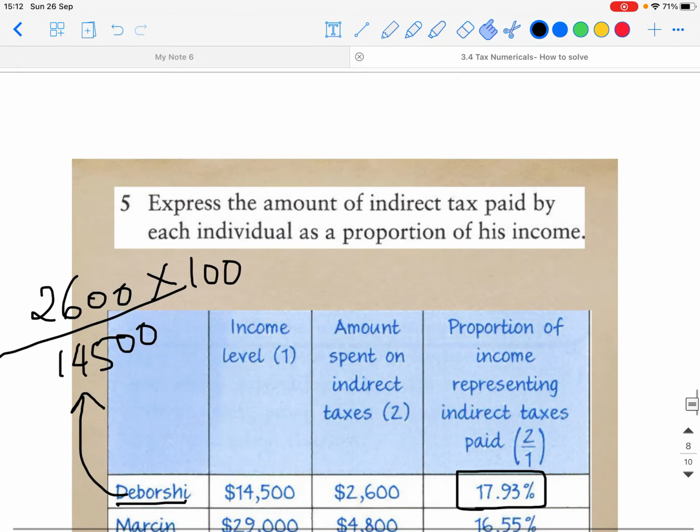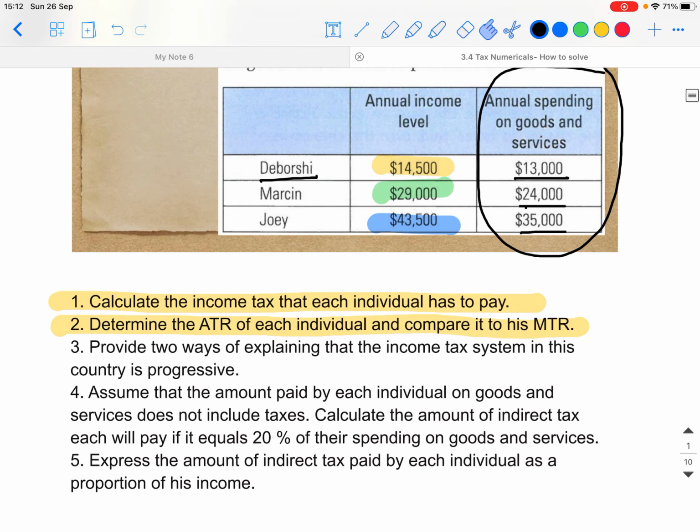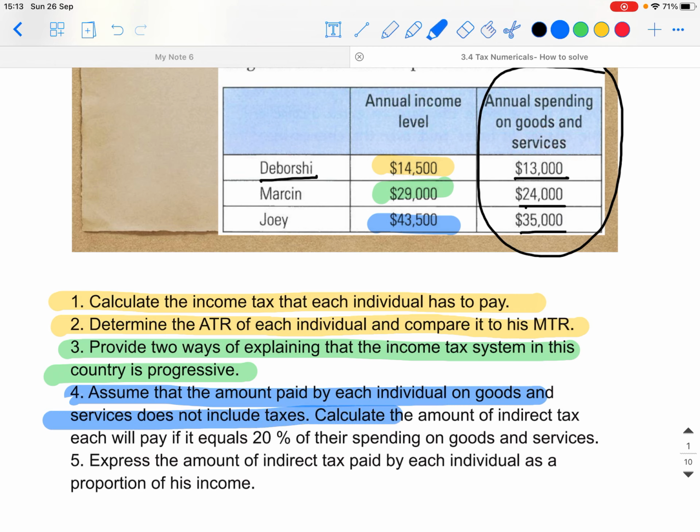And that's it. So there were 5 parts of this question, and we have seen how to solve each part of the question, right? This was the provide 2 ways of explaining that the country is progressive. This one was assume that it does not include taxes, the amount paid. So calculate the amount of indirect tax, and 20% was given to us. And the last one was express the indirect tax as a percentage, as a proportion of income.